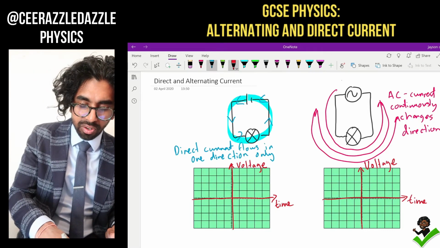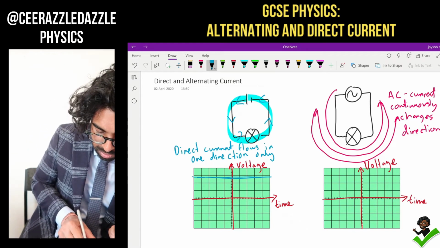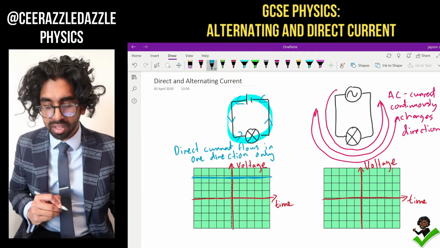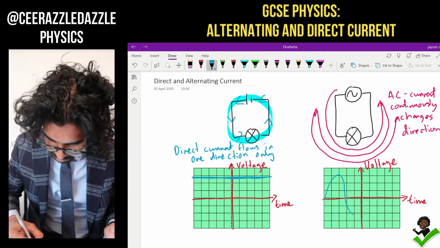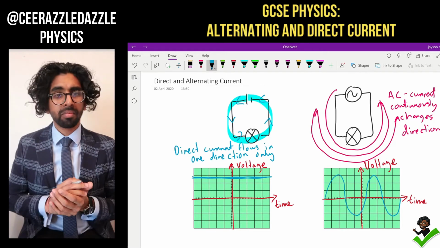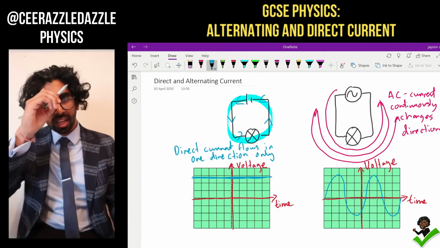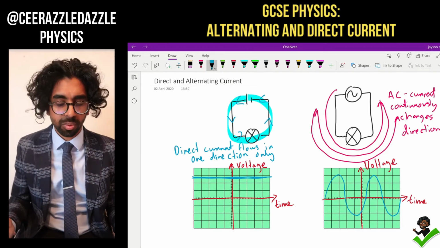Right, for a direct current, you know it's not going to change direction. It could look something like this. A straight line across. It will never drop below the axis. And for alternating current, it could look something like this. Makes sense? Why? It's constantly changing direction. That's why we're getting that nice squiggly line across here, similar to a transverse wave.